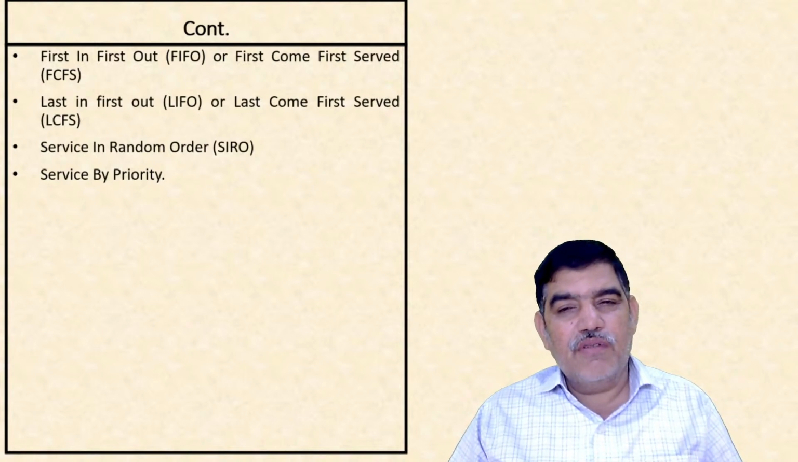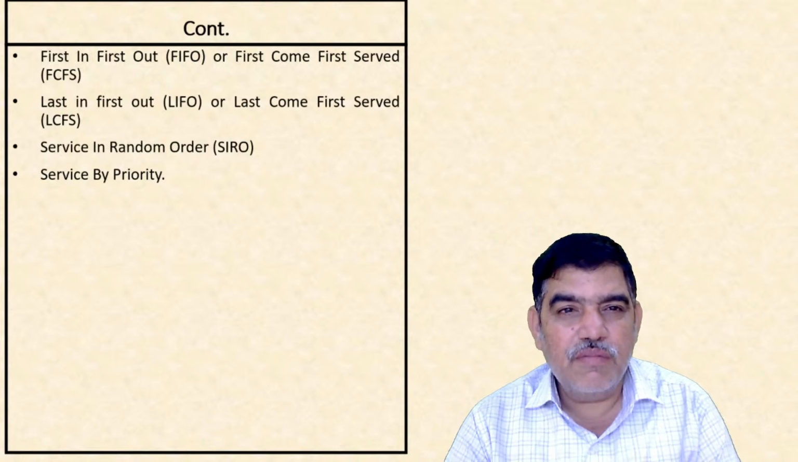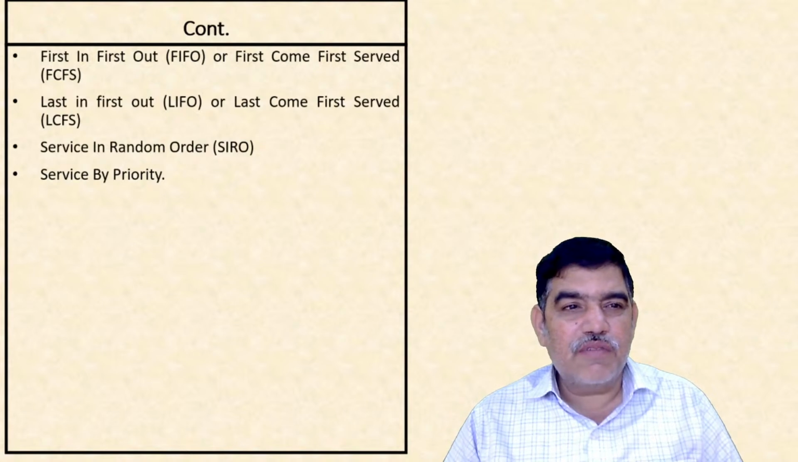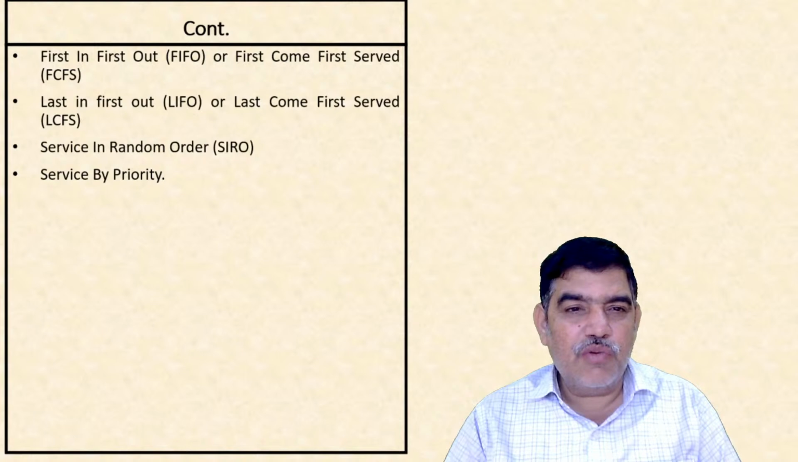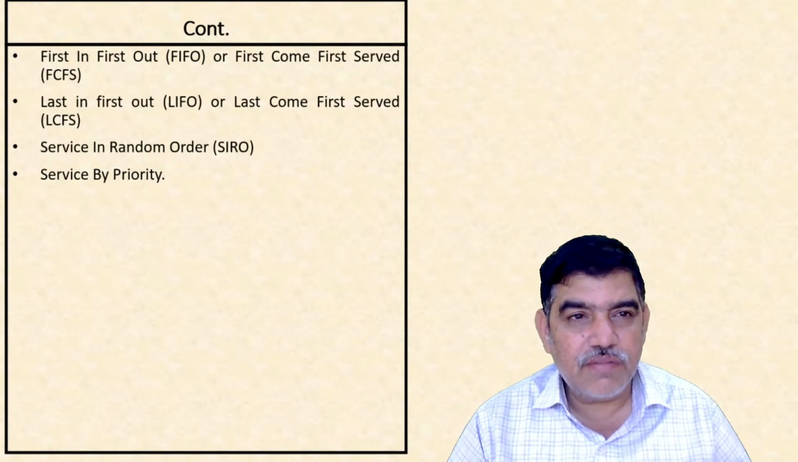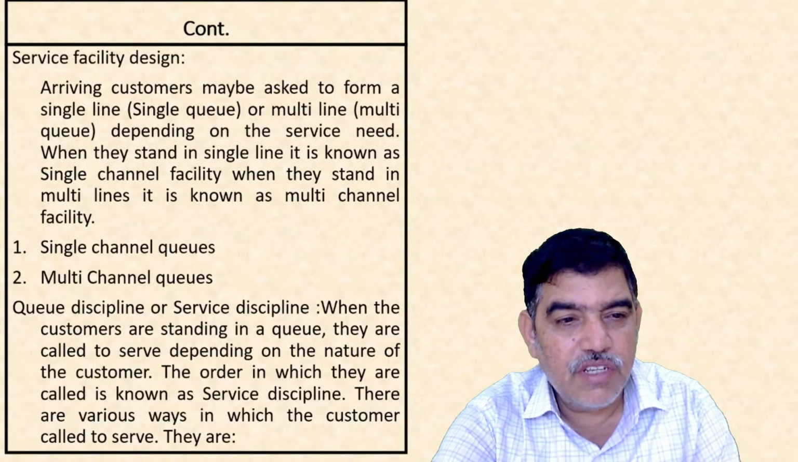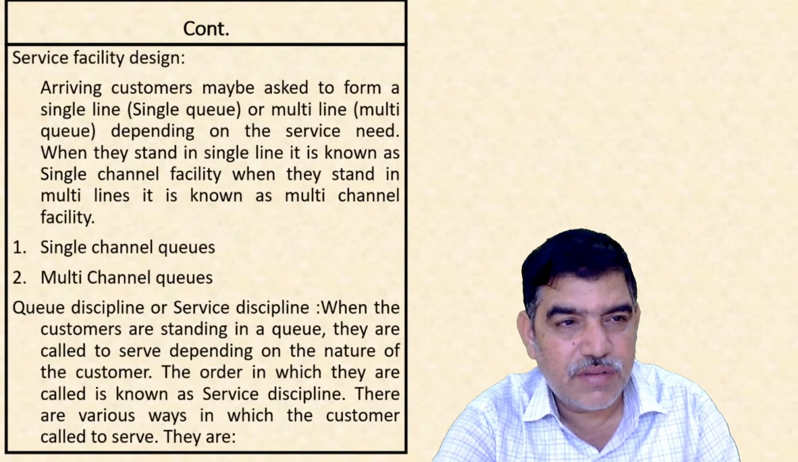Similarly, LIFO. What is the meaning of LIFO? LIFO means last in, first out, meaning last come, first served. Service in random order, SIRO. Then service by priority. So these are the different queue discipline or service discipline points.